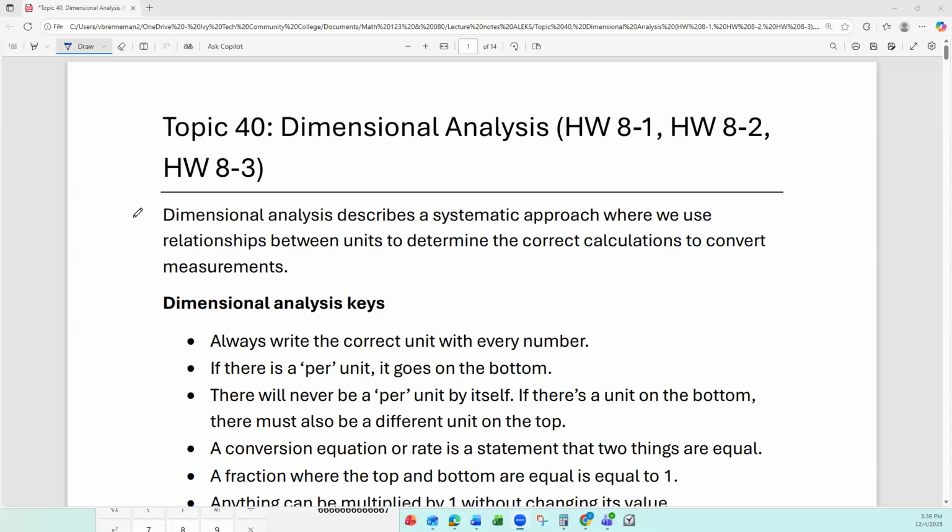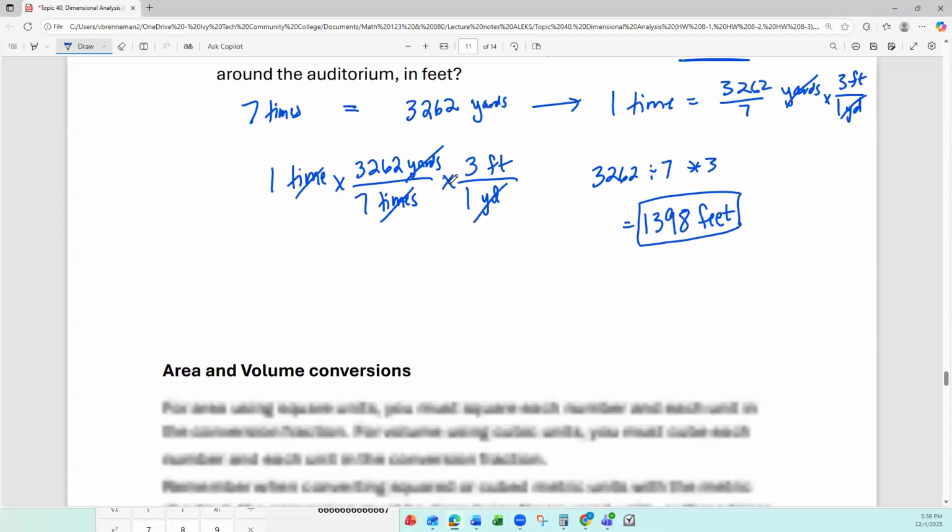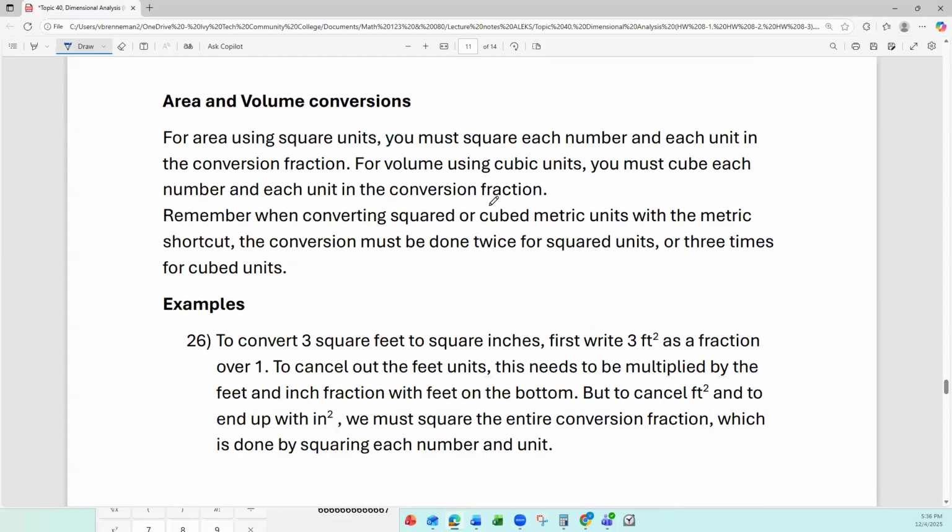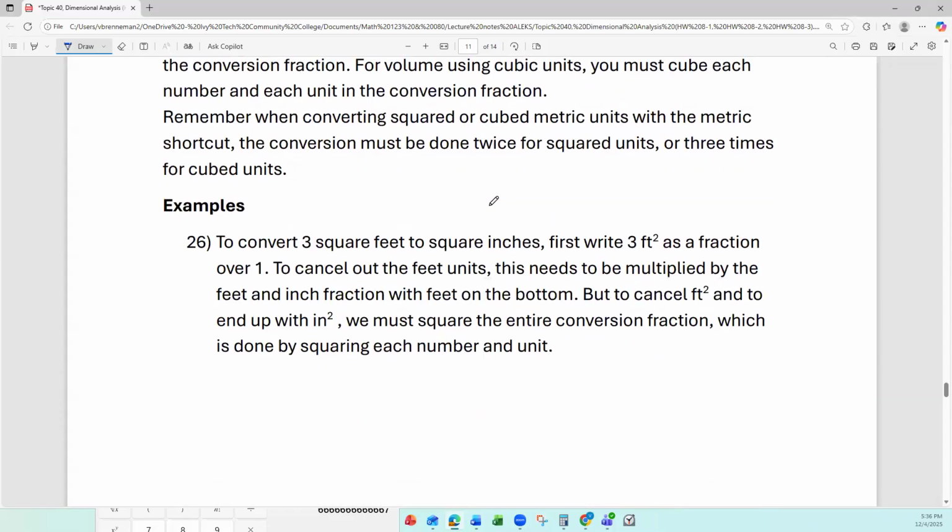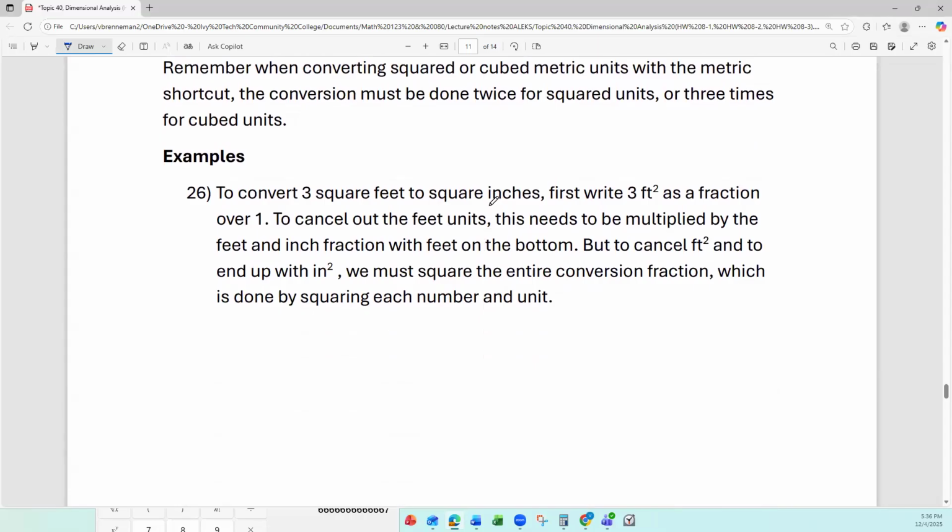This video is over topic 40, numbers 26 through 30, doing area and volume calculations and conversions, all within the US system of measurement. Again, you'll always be given the conversion factors as part of the question. But the main thing to know is when you're converting area, two-dimensional, every conversion has to be done twice. For volume, three-dimensional, every conversion has to be done 3 times.